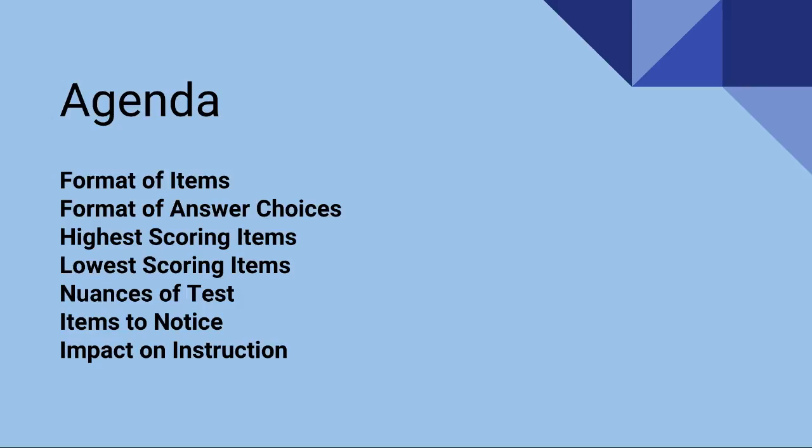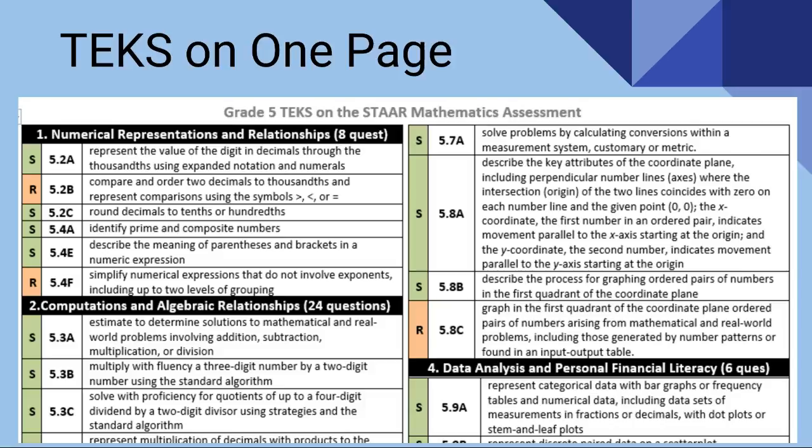The agenda: we're going to look over the format of the items, the format of the answer choices. We're going to look at the highest scoring items versus the lowest scoring items by reporting category. What are some of the nuances of the test, some items you may want to notice, and what the impact on instruction will be as we look at all of these items throughout the presentation.